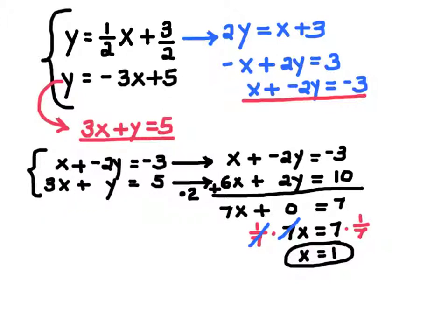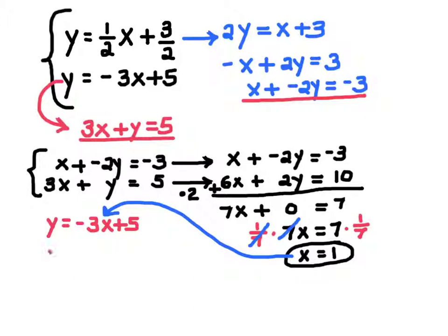Once we've used both equations once, we can now grab any equation we want and substitute our x value into it. Let's use the second equation because it has no fractions. So the second equation is y is equal to a negative 3x plus 5. And what we want to do here is take this value for x that we just found and plug it into the original equation.